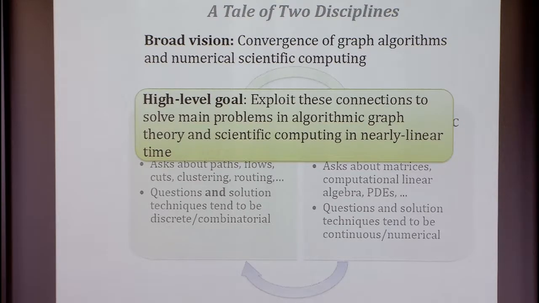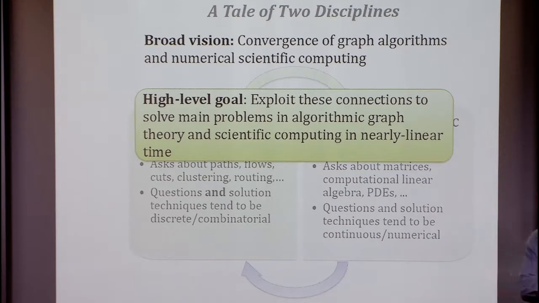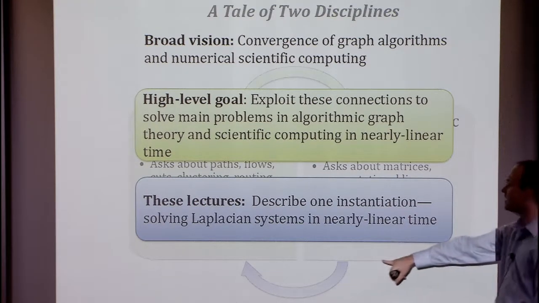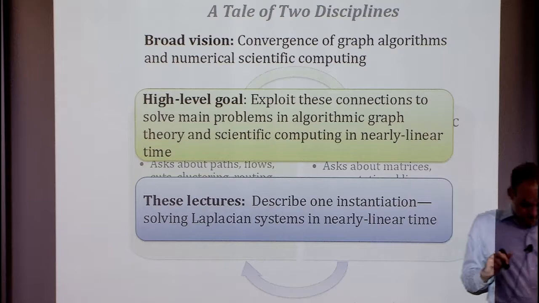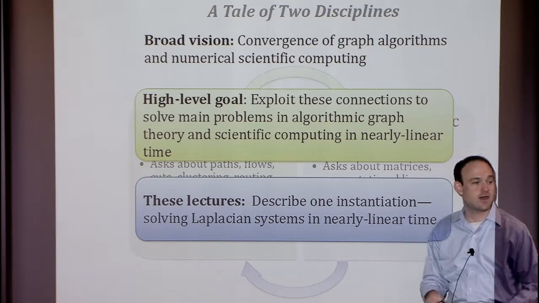And as a field, I think the theory of computing community in the last maybe 10 years has made a lot of progress on that. And what I'm going to talk about in these lectures is one facet of this. I'm going to describe one instantiation of this vision that I think has been a proof of concept that this actually plausibly could go somewhere. And that's how to solve Laplacian linear systems, so linear systems where the matrix you're using is a graph Laplacian. And I'll show how to solve those in nearly linear time.